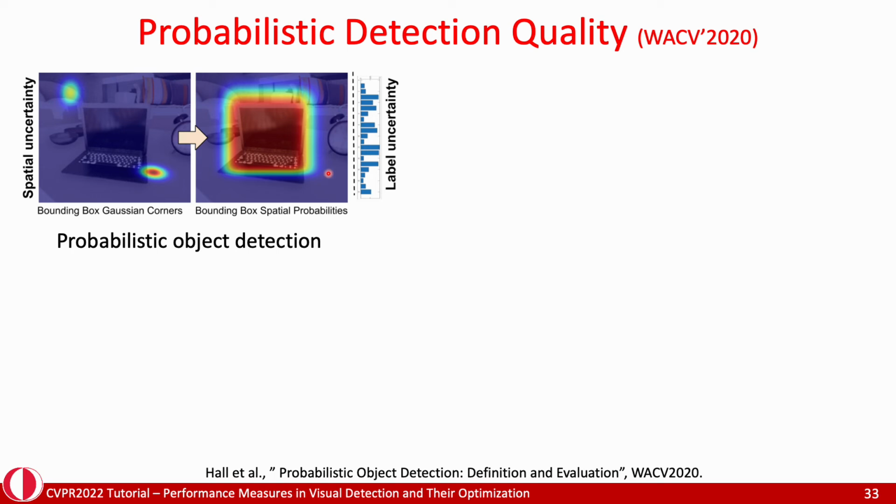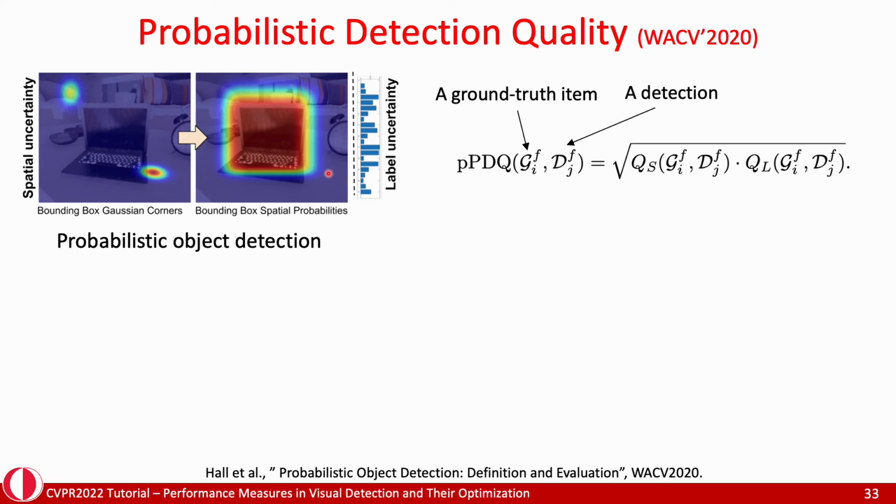PDQ can evaluate such probabilistic outputs, but it can also evaluate conventional object detection outputs with box coordinates. In PDQ, for all possible detection and ground truth pairs, PPDQ is computed. This consists of a spatial quality term times a label quality term. Based on these PPDQ values, a Hungarian matching algorithm is used to establish which detection matches with which ground truth.